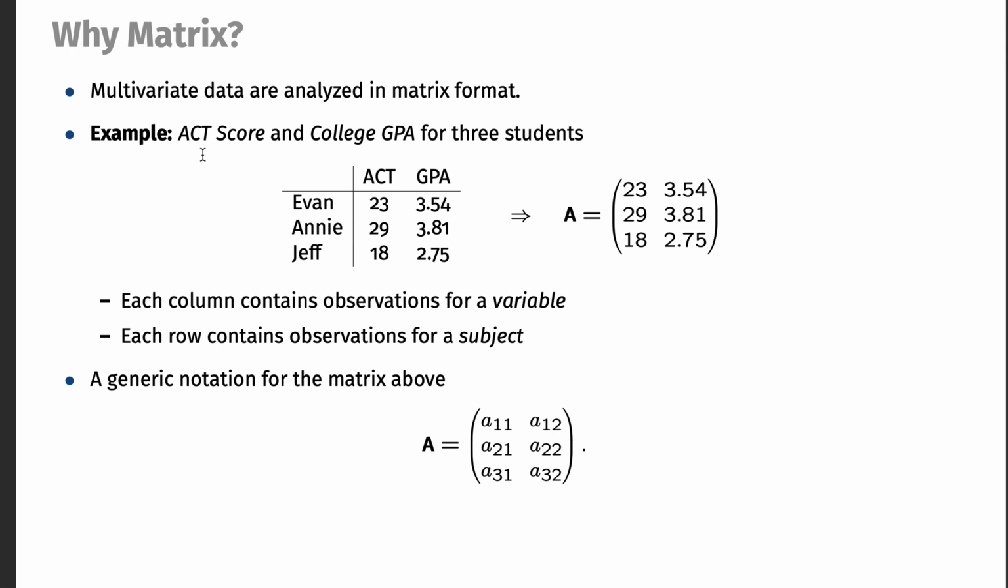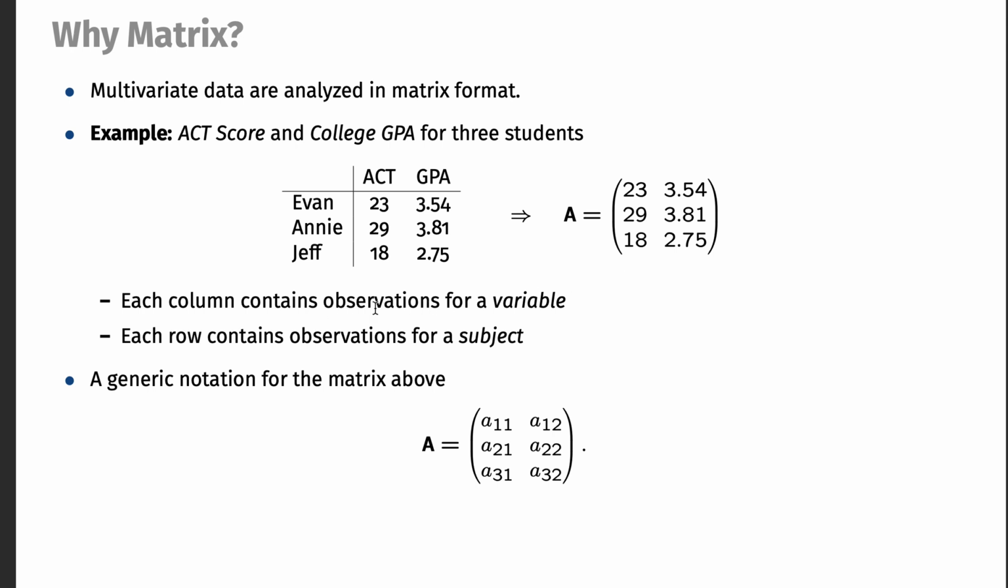Now, let's look at an example. We have the ACT score and the college GPA of 3 students: Evan, Annie, and Jeff. How can we represent this data in a matrix format? By writing A equals these two brackets. So we have 2 columns and 3 rows.